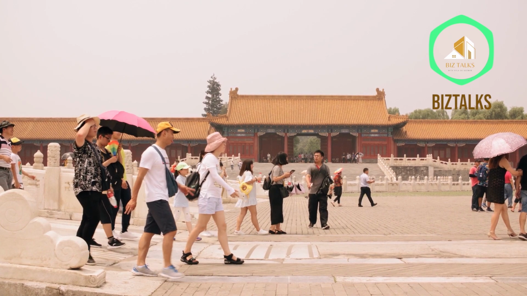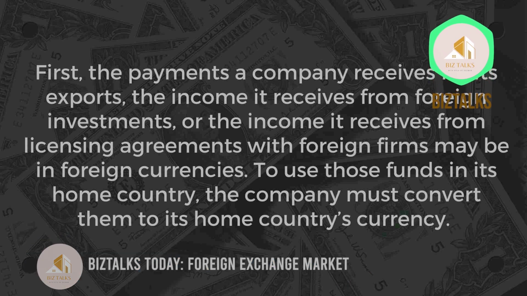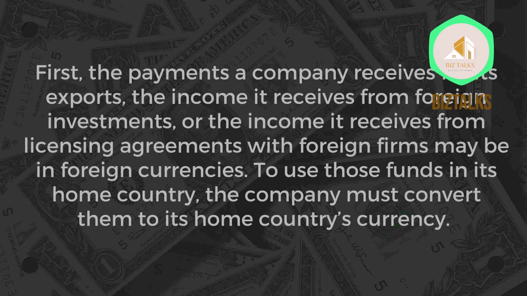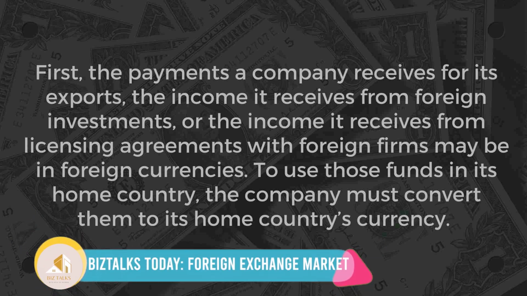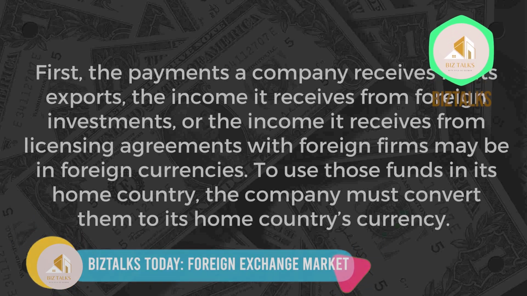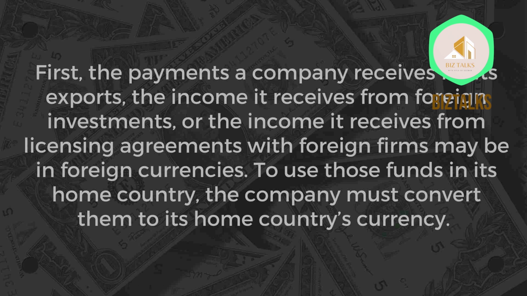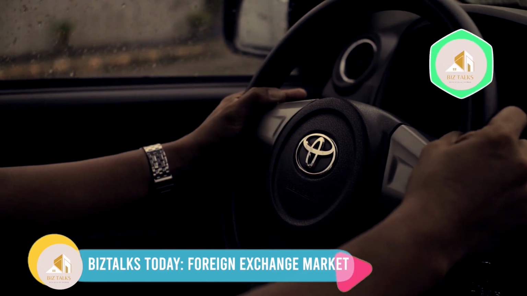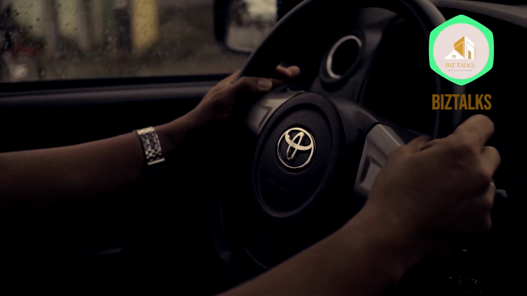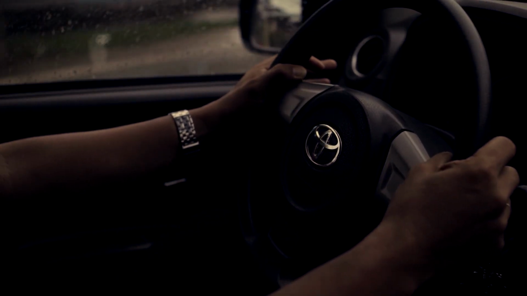Tourists are minor participants in the foreign exchange markets, while the companies engaged in international trade and investment are the major ones. International businesses have four main uses of foreign exchange markets. So first, the payments a company receives for its exports, the income it receives from foreign investments, or the income it receives from licensing agreements with foreign firms may be in a foreign currency. So to use those funds in its home country, the company must convert them to its home country's currency. So for instance, Toyota sells its cars in the United States for dollars. It must convert the US dollars it receives into Japanese yen to use them in Japan.